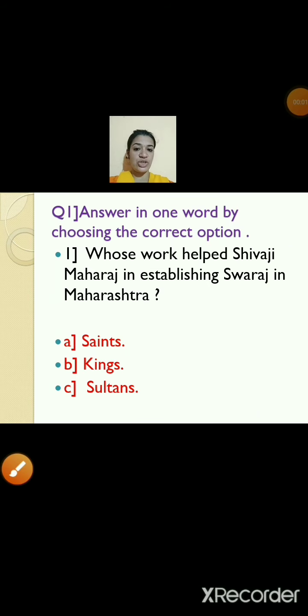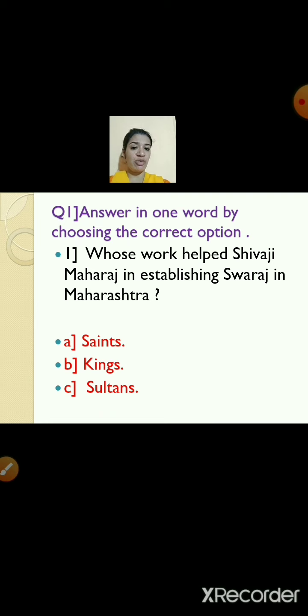Now children, this is question number 1. Head question number 1: answer in one word by choosing the correct option. Here you have to read the head questions very carefully, and even the question you have to read very carefully so you can understand the question, and as per the question you can select the proper option. I'll read the question twice and even I'll read the options twice. Later on, I'll give you time to read and select the proper option. Later on, when I tell you the correct answer, you're going to check out whether your answer is right or wrong.